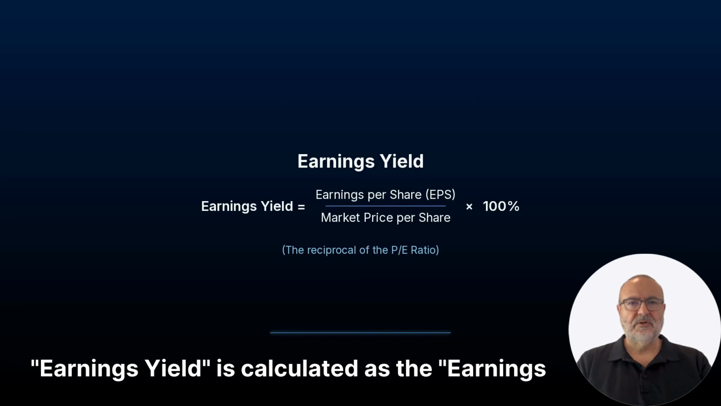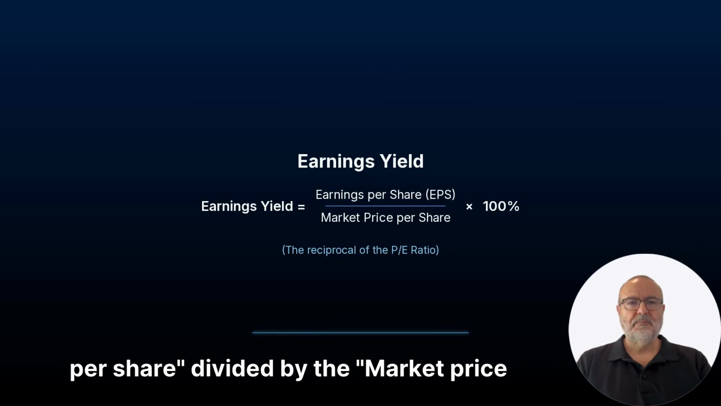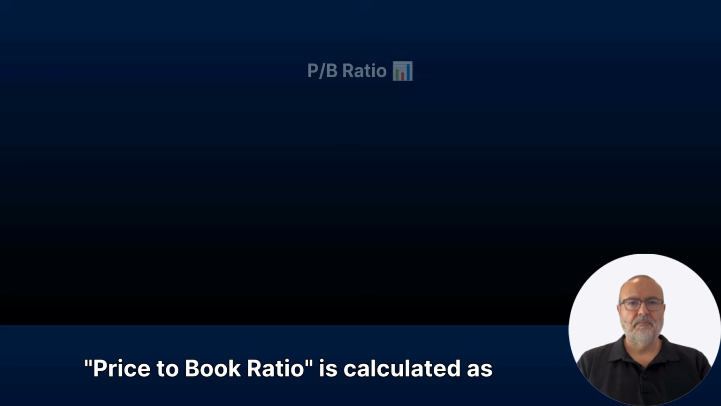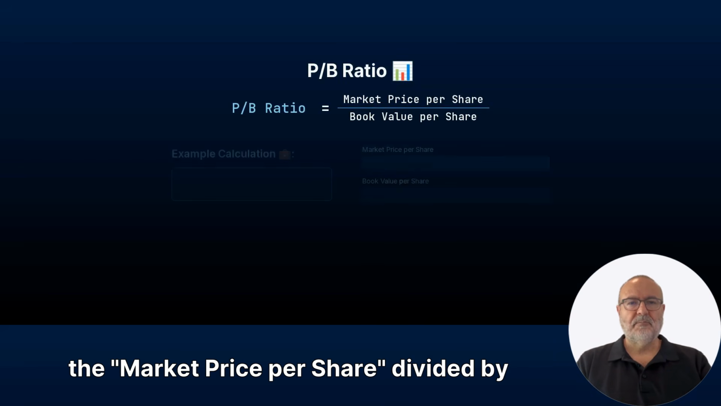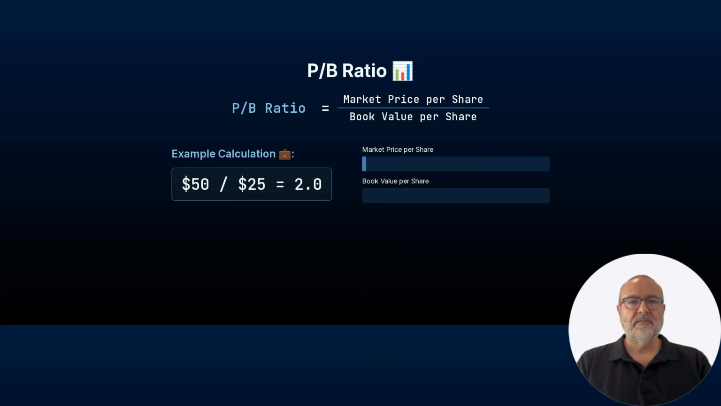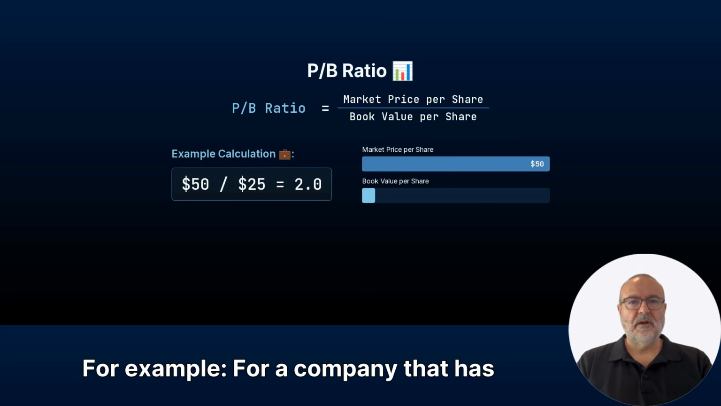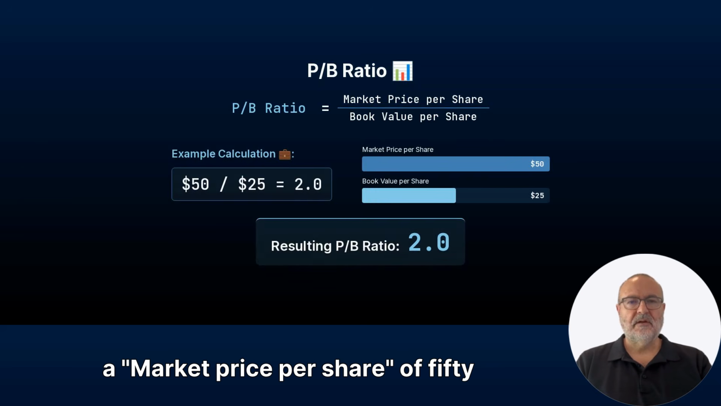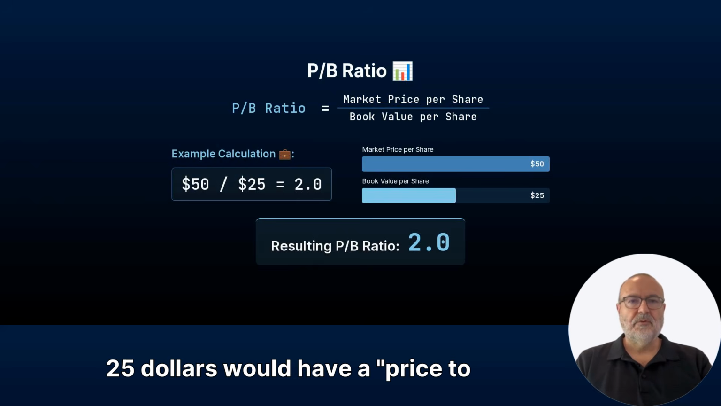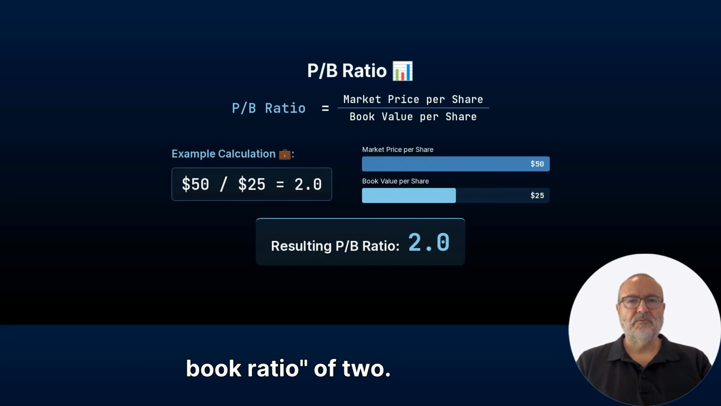Earnings yield is calculated as the earnings per share divided by the market price per share. Price to book ratio is calculated as the market price per share divided by the book value per share. For example, for a company that has a market price per share of $50 and book value per share of $25, the price to book ratio would be 2.